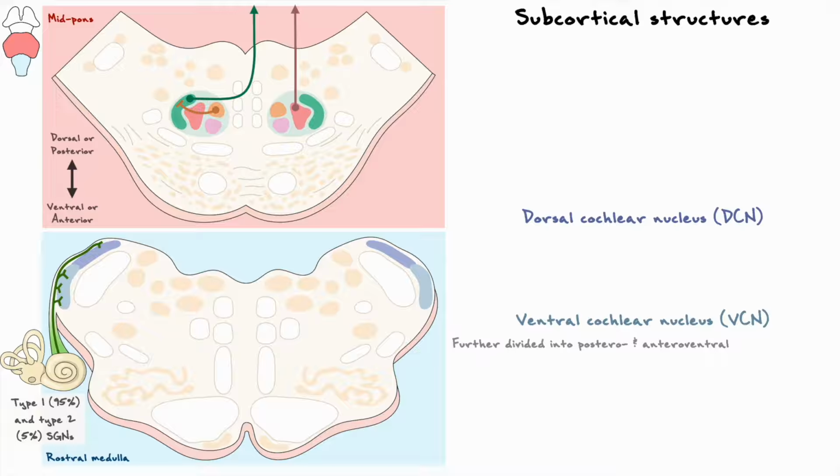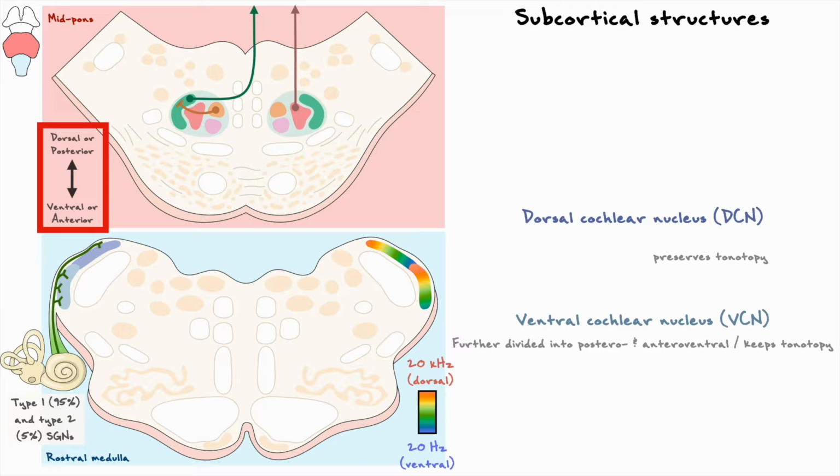For both the dorsal and ventral division, the nuclei preserve tonotopy, with each responding best to high frequencies towards the dorsal side and responding best to low frequencies towards the ventral side. In this figure, the ventral side is towards the bottom of the screen and the dorsal towards the top. Now, one reason why it's important to distinguish between the dorsal versus the ventral division of the cochlear nucleus is because each nucleus is made of a different population of cells that make different parallel pathways. Accordingly, the dorsal nucleus mediates different functions from the ventral nucleus.